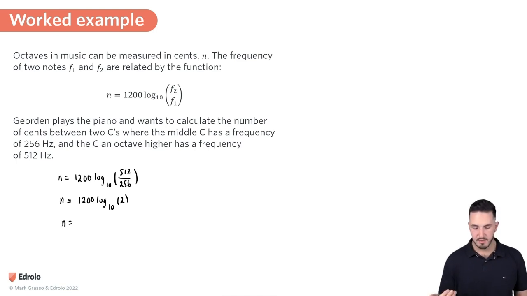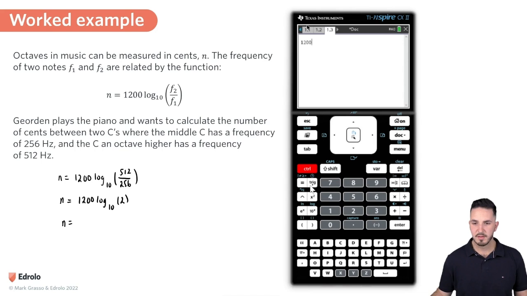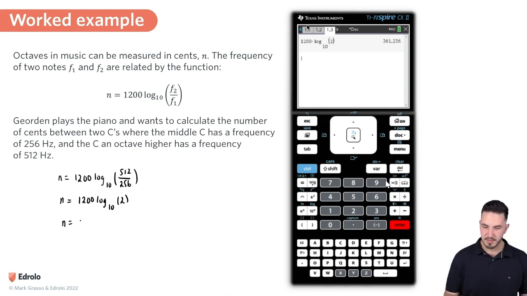If in the answer they wanted us to leave it as an exact value, this is how we would leave it. However, if we want to approximate, we would have to use our CAS. So now let's put in 1200 log 10 of 2 to get an approximate answer. So it comes to 361.236. So n equals 361.236. If we go to the nearest cent, that would just be n is equal to 361.